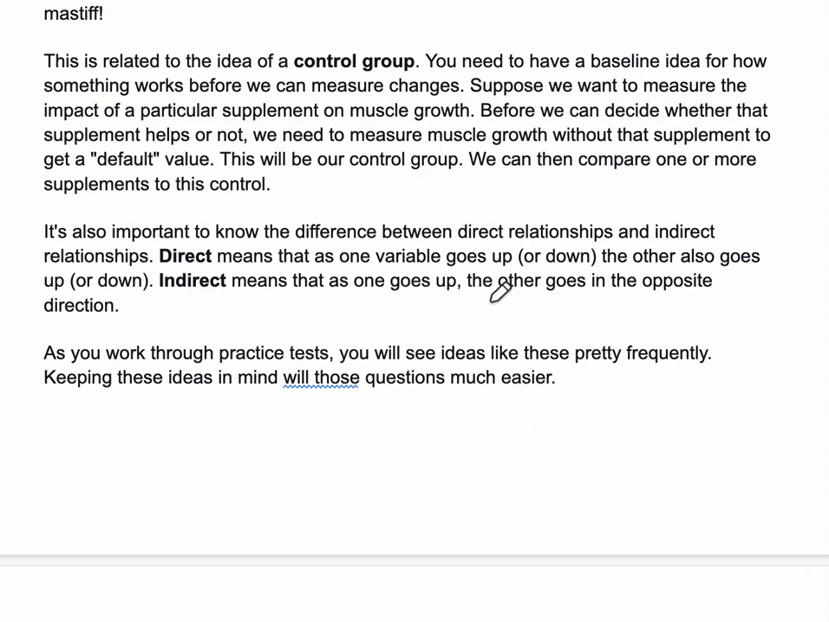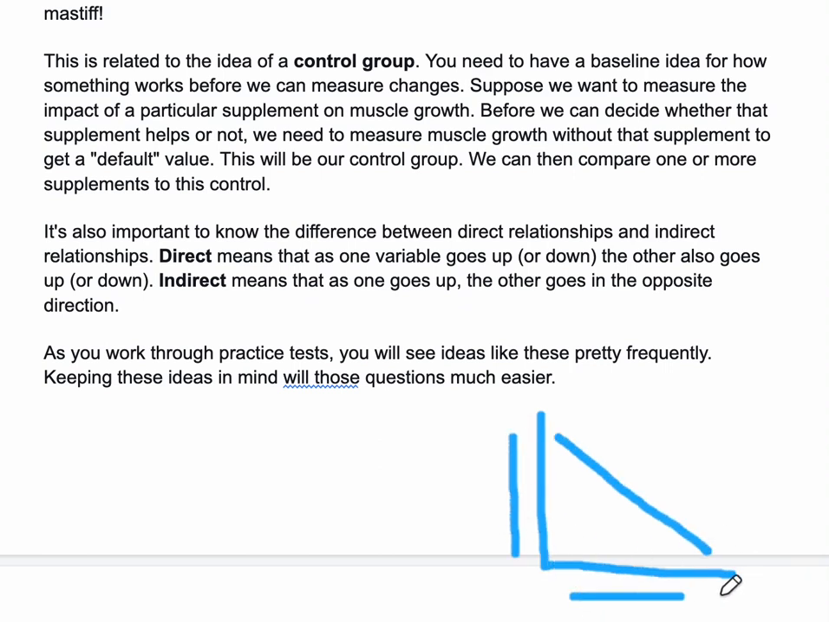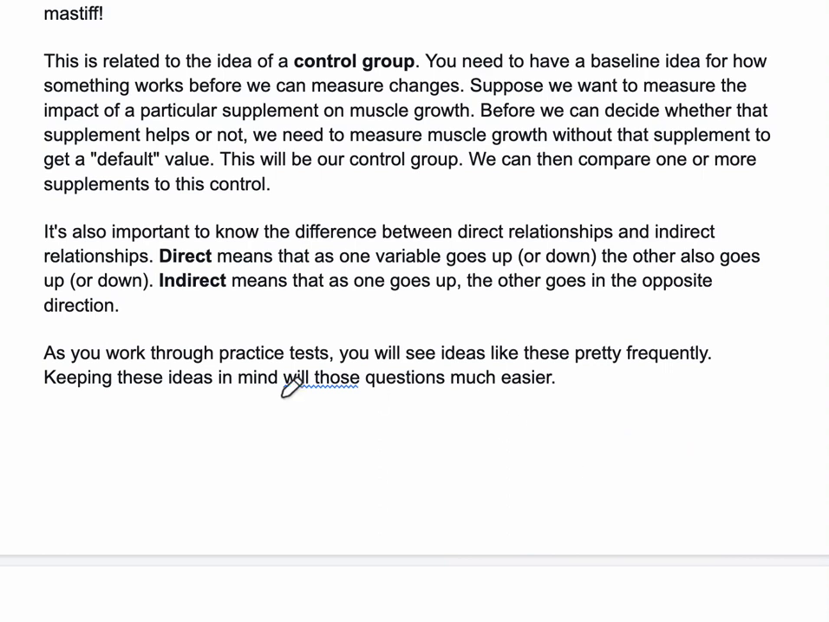Indirect means that as one goes up, the other one goes down. So if you have a chart, it's going to slope downward, right? Because as this thing goes down, this thing goes up, right? That is an indirect relationship. So you will see these ideas usually somewhere between 1 and 3 questions on a test will bring up some of these terms, and they're just important to know. And they're also kind of the backdrop of how scientific experiments pretty much always work.